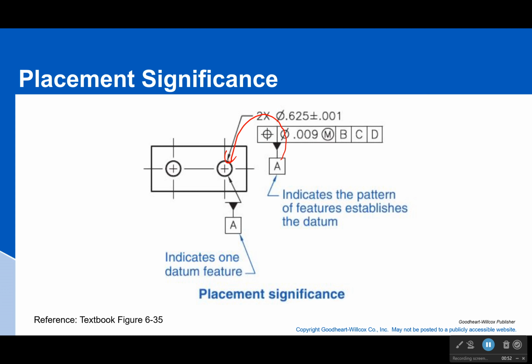But that's incorrect. Since we have that 2 times symbol right there, that means that this pattern of features is what is going to help us establish our datum, not just a single feature. So the pattern, not just a single feature. Well, if I applied it to just that one hole, like this, where it's attached with a leader line to that hole, then that would simply indicate one datum feature. That one hole, that specific hole. Otherwise, it's the entire pattern. So there is a significance to how you place your datum feature symbols. So be careful about that.